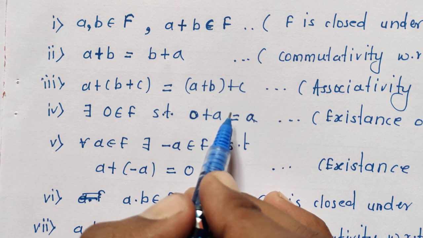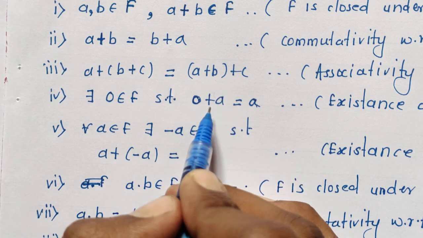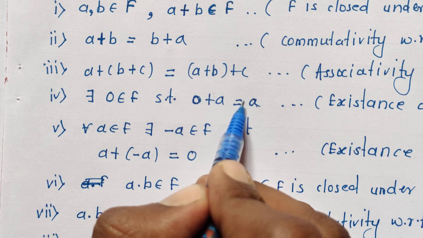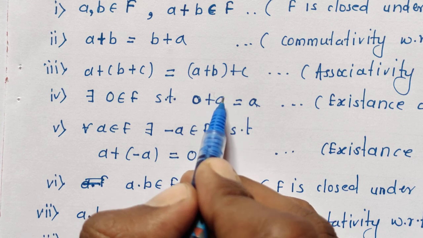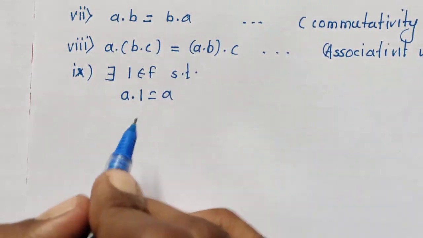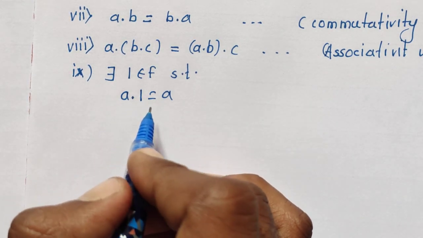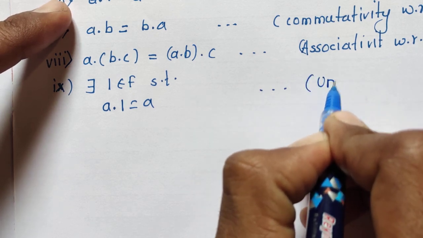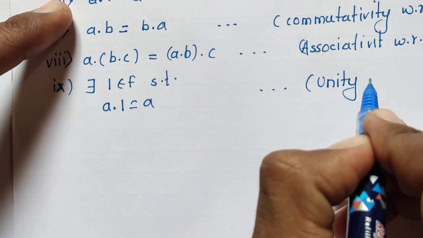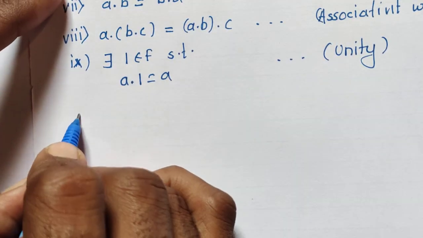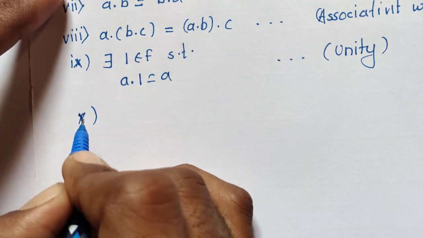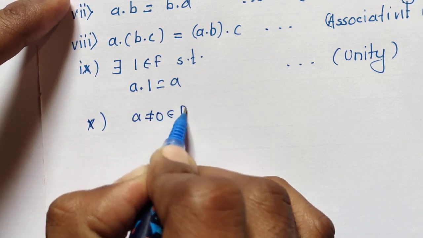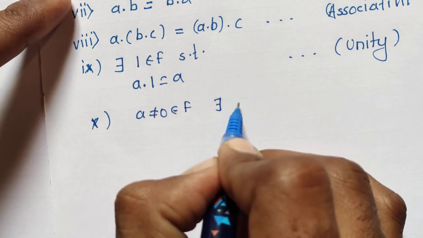Since if we add any number A with 0, then their addition is A itself, similarly for multiplication we have to multiply this number A by some number such that their multiplication is equal to that number itself. So we have to multiply that number by 1. A into 1 is equal to A, and this 1 is called unity, existence of unity.